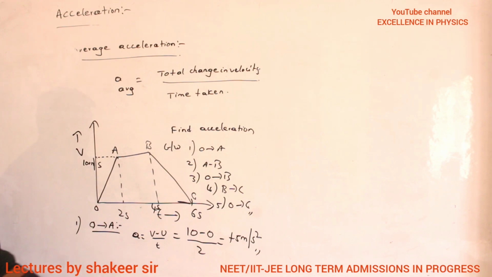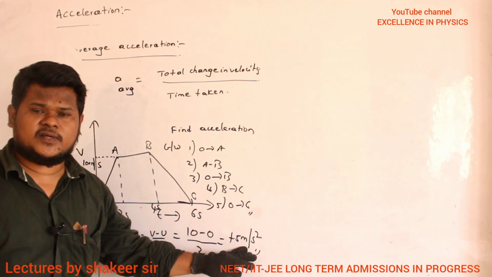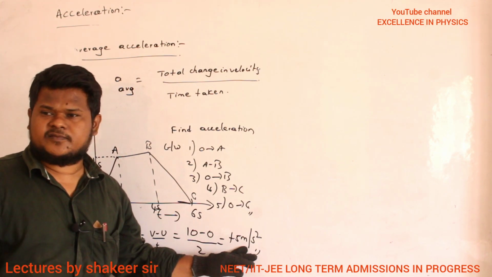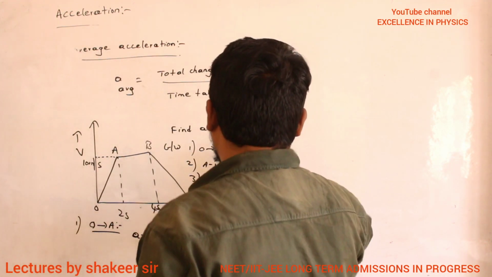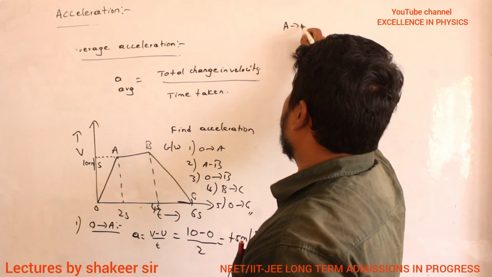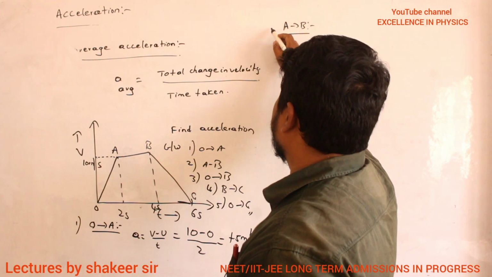So what does plus 5 indicate? Plus 5 indicates that the velocity of the body is increasing. That is what we understand. So next you go for A to B, the second one.